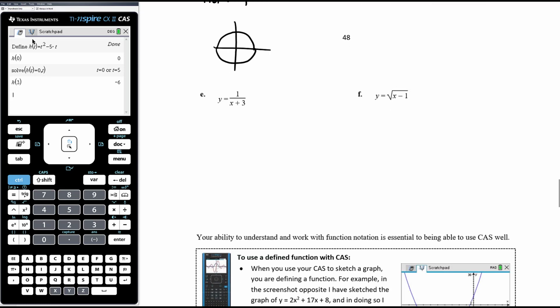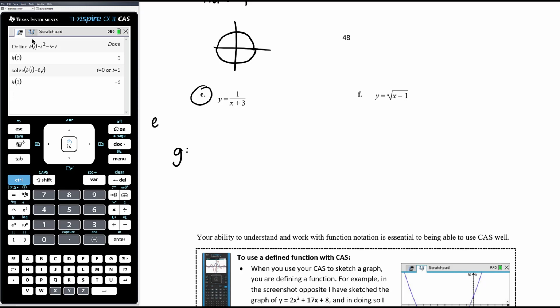Okay, E, 1 on x plus 3, it's a rational function. The graph is a hyperbola, that's definitely a function. So the domain has an implied domain of R excluding negative 3. So I'm not going to use E here, let's just jump ahead to G because we haven't got part G here.